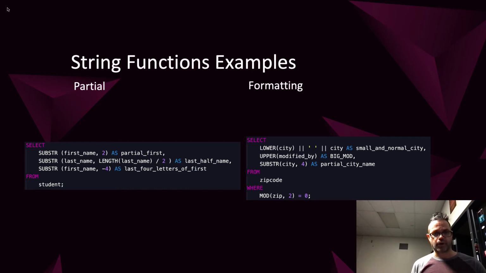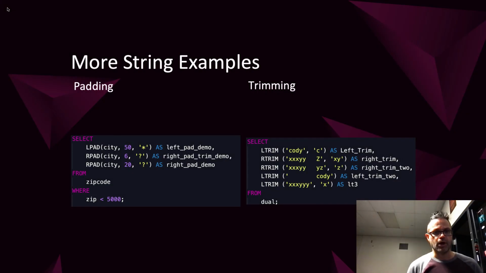And so I have lower city, and then I'm using the concatenation operator of Oracle, the pipe, and then how I'm grouping that together with, in this case, a space. I have my upper modified by as big mod, and then substr city 4 as a partial city name. And in this one, I'm also using a numeric function, mod zip 2, to only get the even numbered locations.